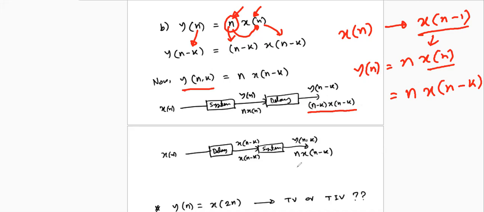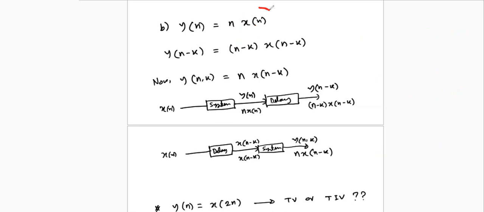On the other case, y[n,k] is equal to, we found n into x[n minus k], because the input is shifted and input is multiplied with a value of n. That is the definition. Input is now shifted and that will be multiplied with the value of n, and that is the definition. If I give the graphical representation, it will look the same as previous.